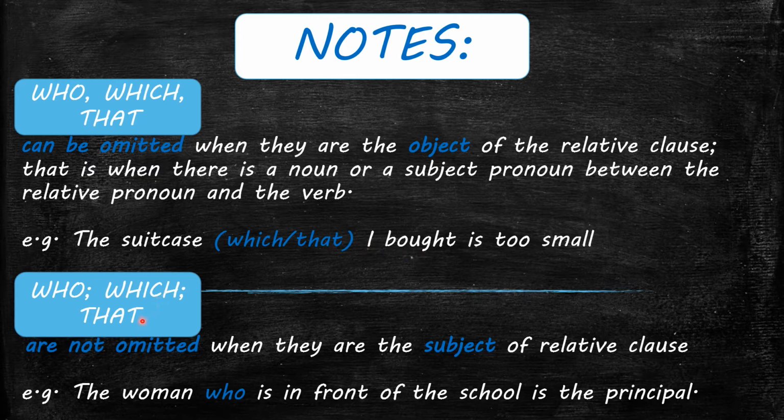Who, which, and that, on the other hand, are not omitted when they are the subject of the relative clause. Example: the woman who is in front of the school is the principal. So who identifies the woman, the noun which is next to it. But in this case, the relative pronoun who is followed by a verb, and it is the subject of this verb. That is why we cannot omit it.